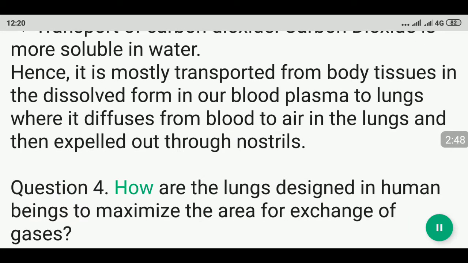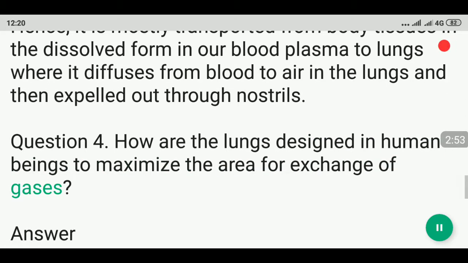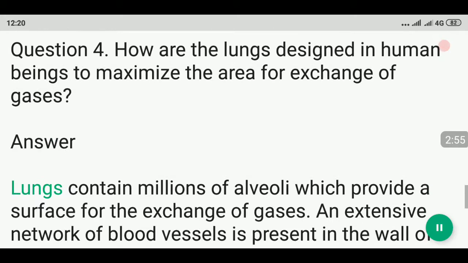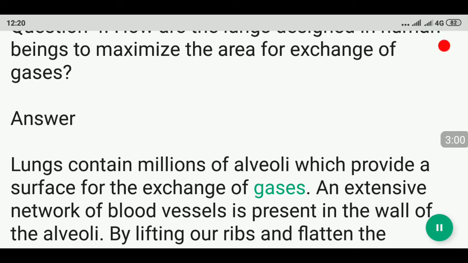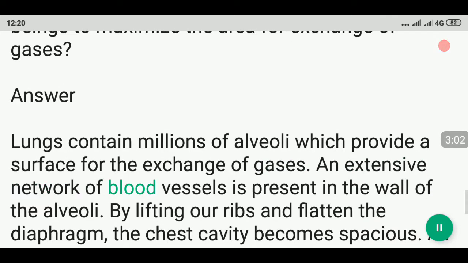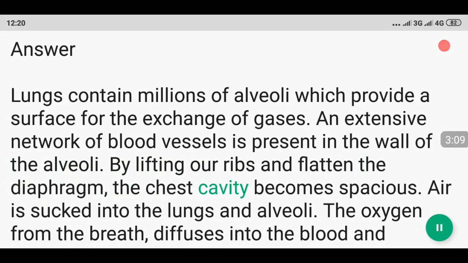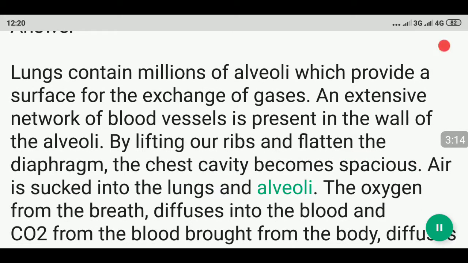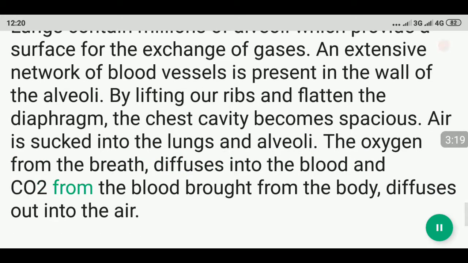Question 4. How are the lungs designed in human beings to maximize the area for exchange of gases? Answer. Lungs contain millions of alveoli which provide a surface for the exchange of gases. An extensive network of blood vessels is present in the wall of the alveoli. By lifting our ribs and flattening the diaphragm, the chest cavity becomes spacious. Air is sucked into the lungs and alveoli. The oxygen from the breath diffuses into the blood, and CO2 from the blood brought from the body diffuses out into the air.